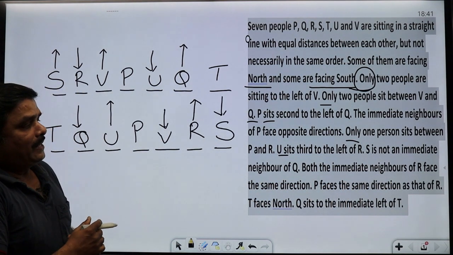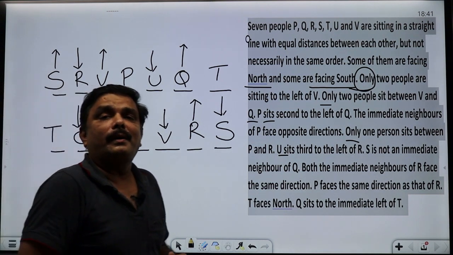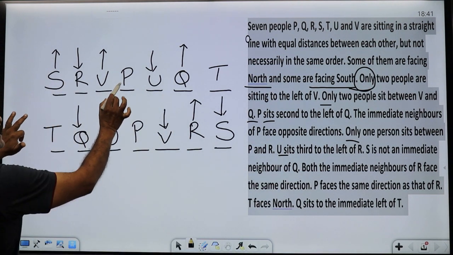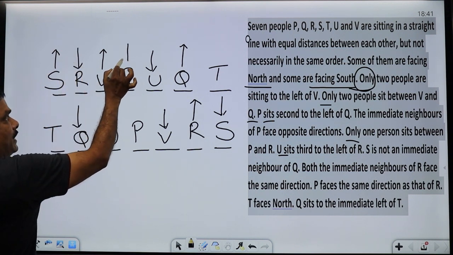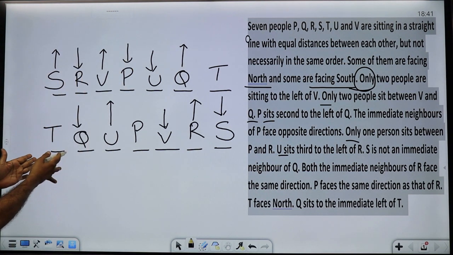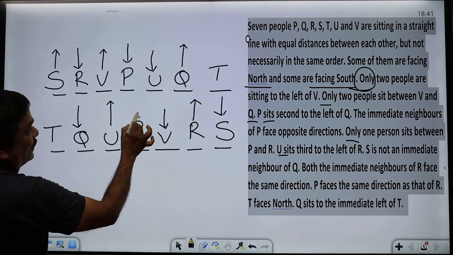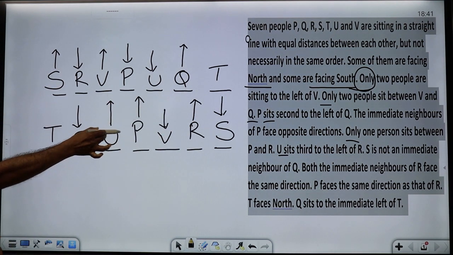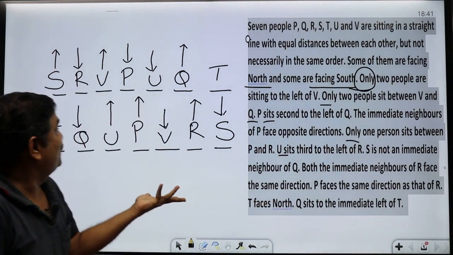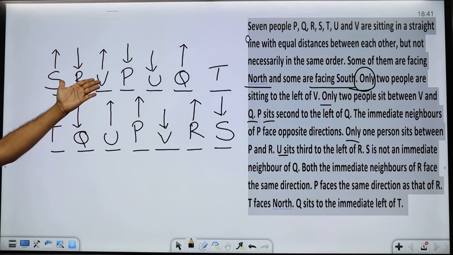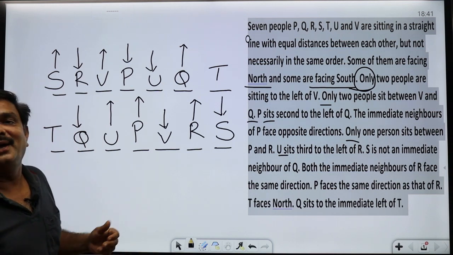P faces the same direction as that of R. R is facing south, so P must be south. Even here also, P faces the same direction as R. R is facing north and P must face north. Okay, now observe this one, students. Still now I am not able to eliminate anything here.